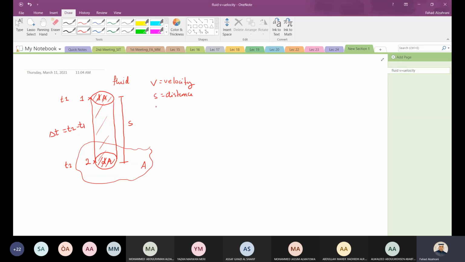Here, T is basically time. So if I want to write an equation for this volume, يا شباب, which was swept by this flow, let's call it volume, equals, what can I write as an equation for this volume? What would be the equation? Huh?